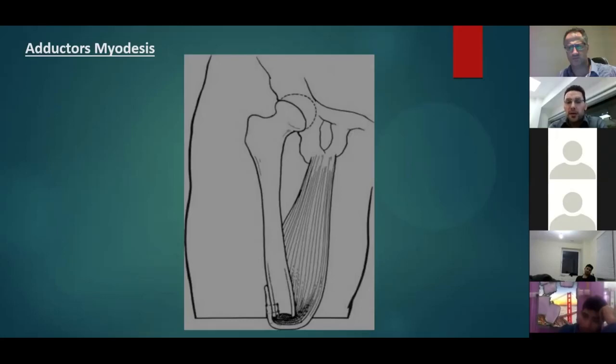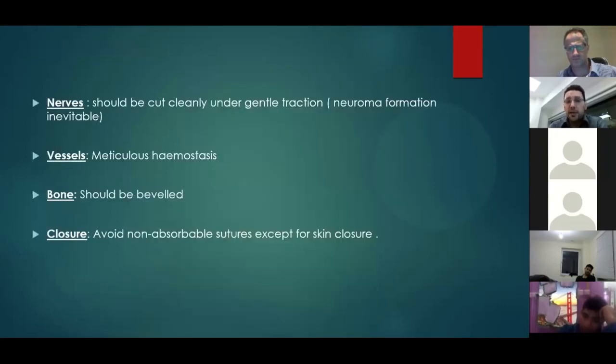And also, as you can see, it provides padding and cover to the bone end. In terms of the nerve, it should be cut cleanly under gentle traction. The idea is not to prevent the neuroma. Neuroma formation is inevitable, but the idea is to keep the neuroma away from the stump and the weight-bearing area, otherwise it will be very painful, and the patient cannot tolerate weight bearing on the stump.